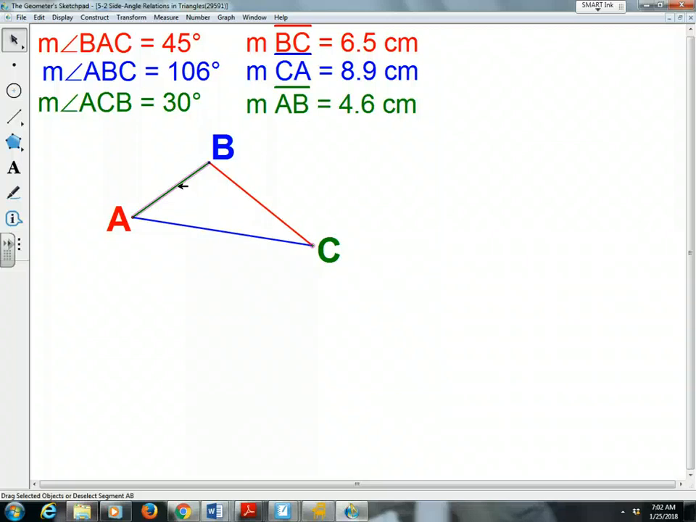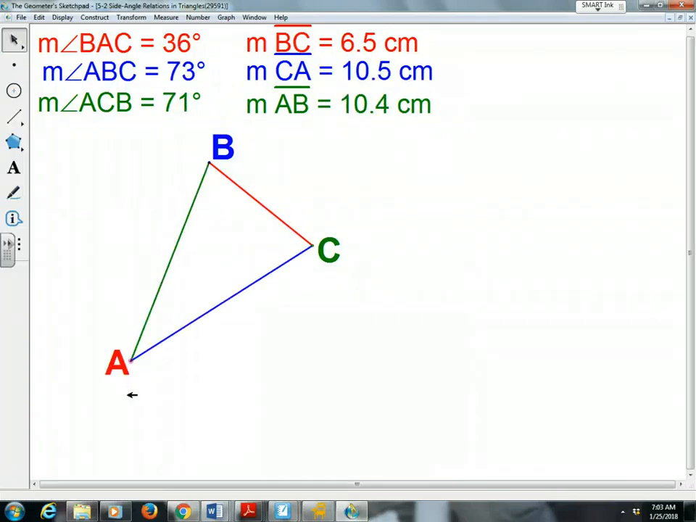Notice the largest angle. It's angle B. It's at 106 degrees. Where's the longest side in the triangle? It's side CA. It's opposite angle B. And then the medium angle is angle A, and notice how opposite angle A is the medium side length. Now, is that coincidence, or does it always happen that way? It always happens that way.